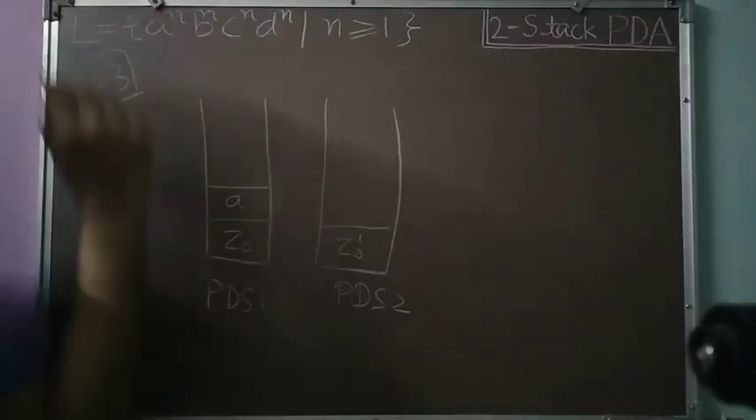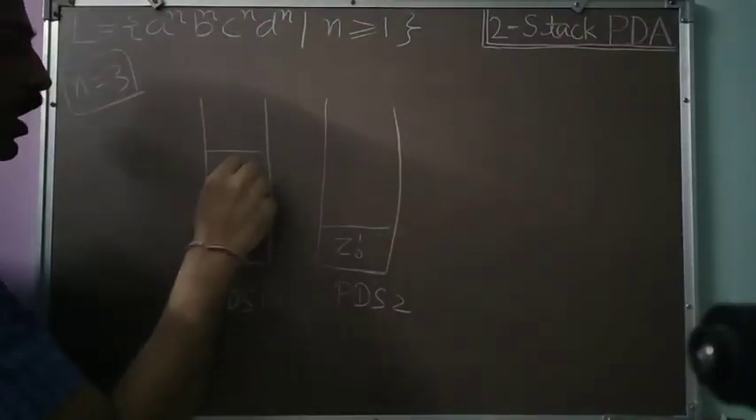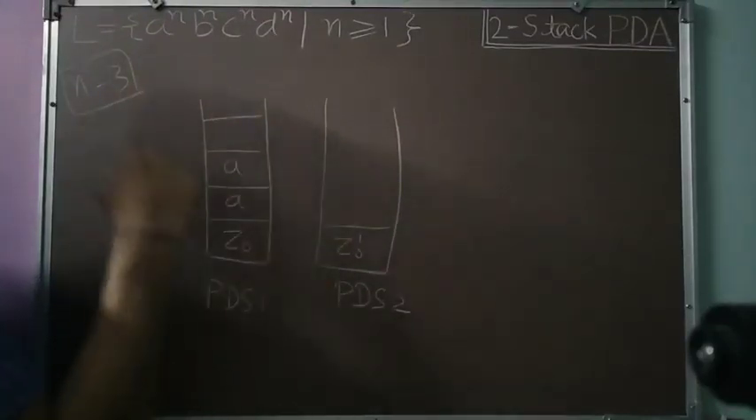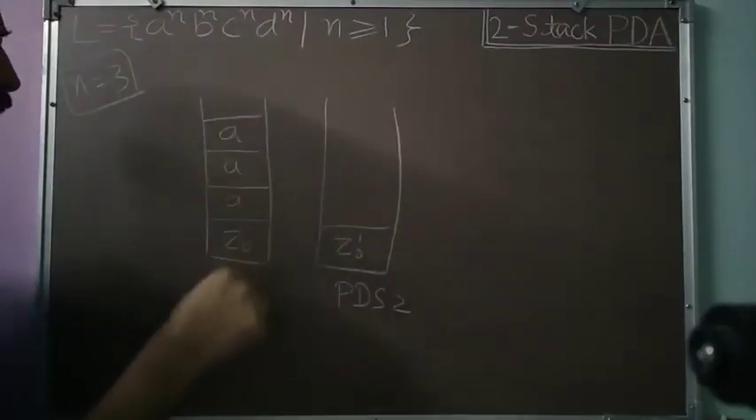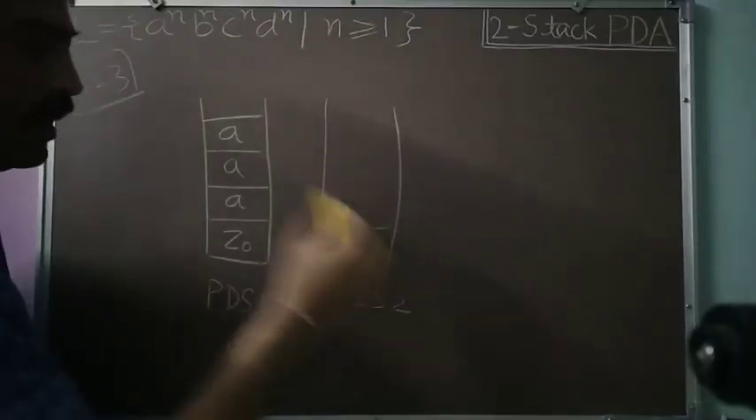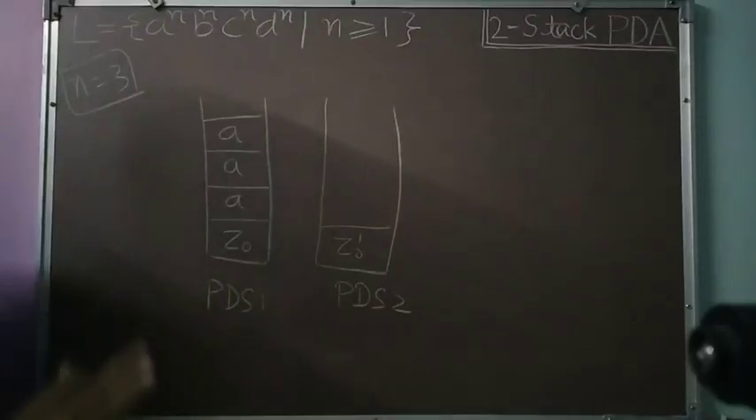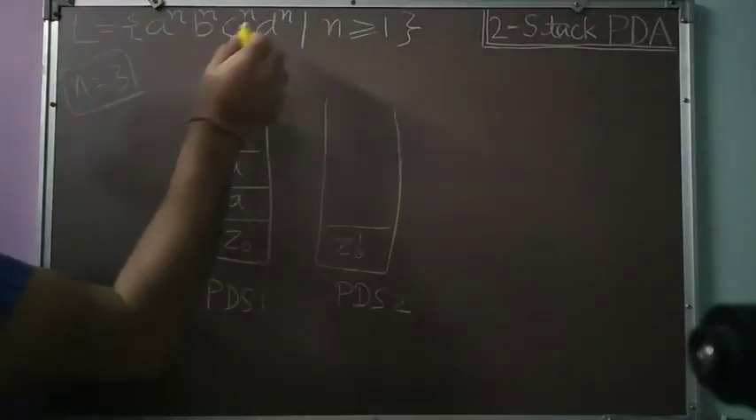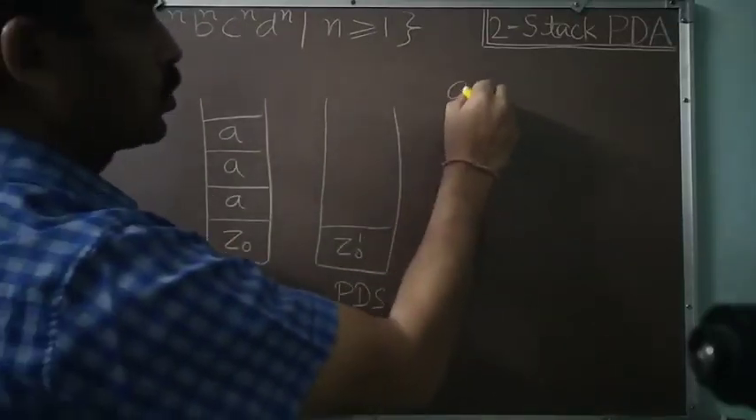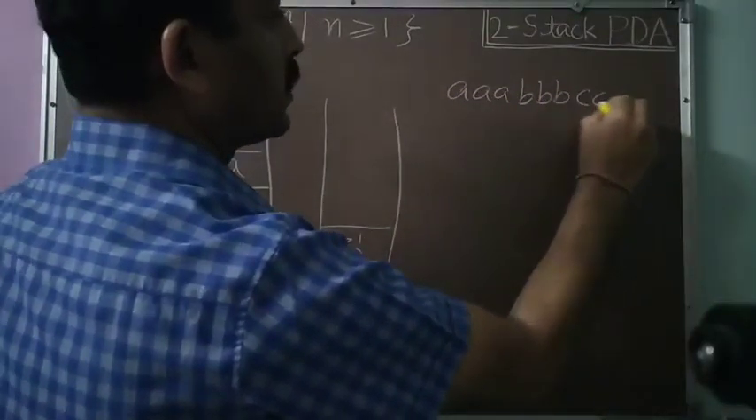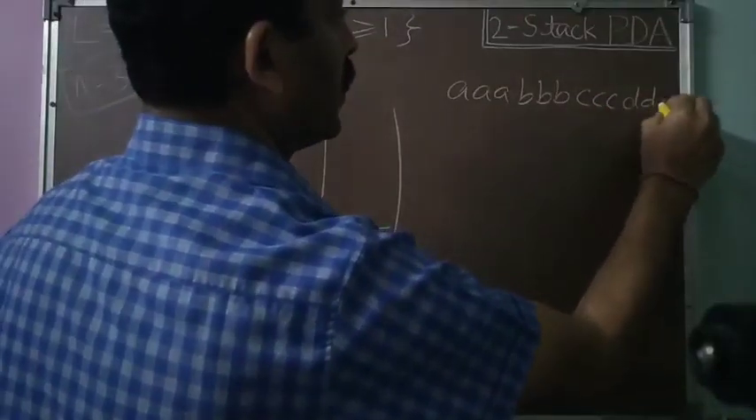Then I will be reading the second A. Then I will push it over the PDS 1 and maintain the status of the PDS 2. Then similarly, when the next A comes, I will push it on the PDS 1 and maintain the status of the PDS 2. Meaning thereby, I will push all the A's over the PDS 1 only. Then I will start reading B's in my input. If my word belongs to this language, the word will be something like this: triple A, triple B, triple C, and triple D.